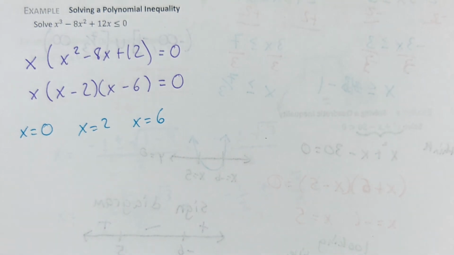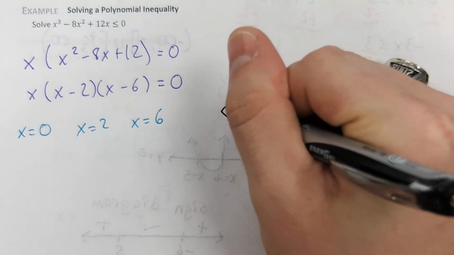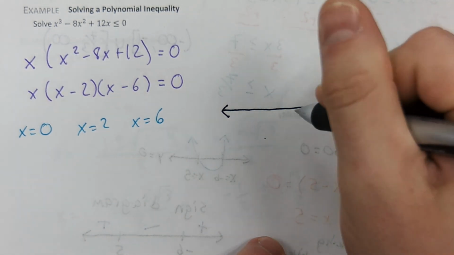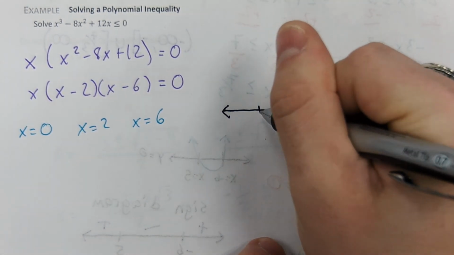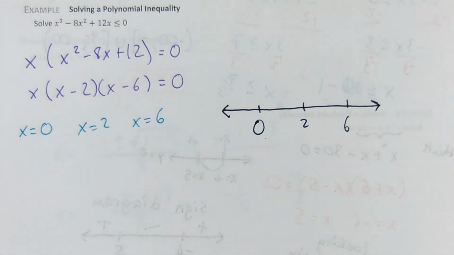Our sign diagram this time has 3 critical values on it. So we have more zones to check. Picture not drawn to scale because who cares? It gave us 4 zones.